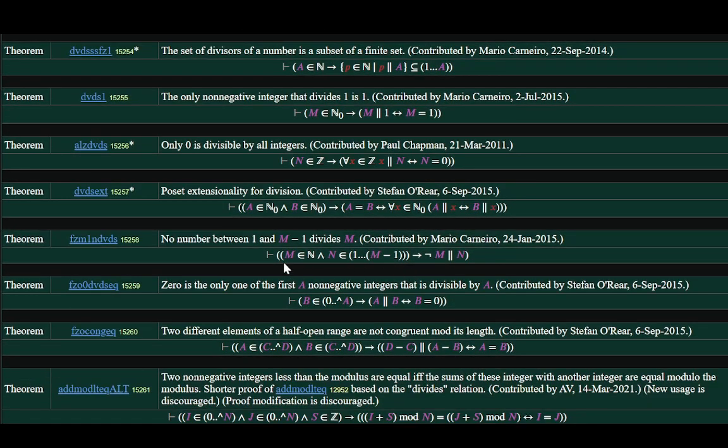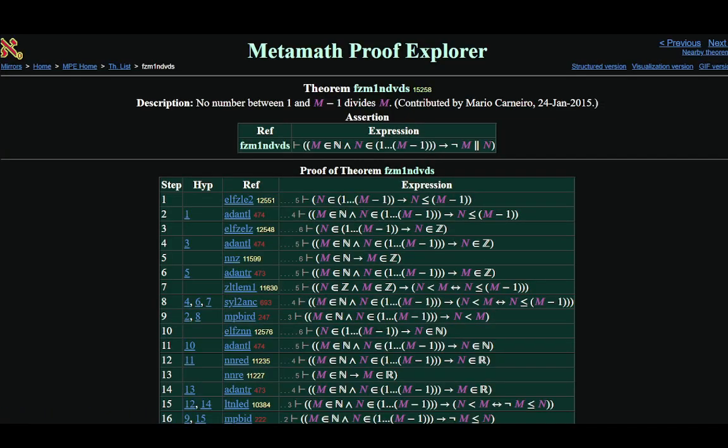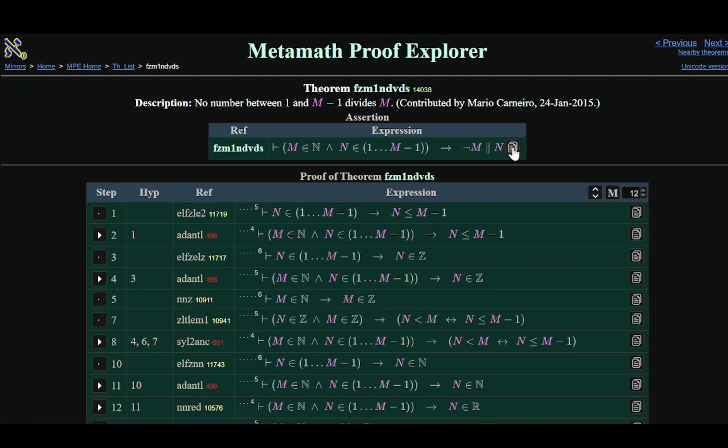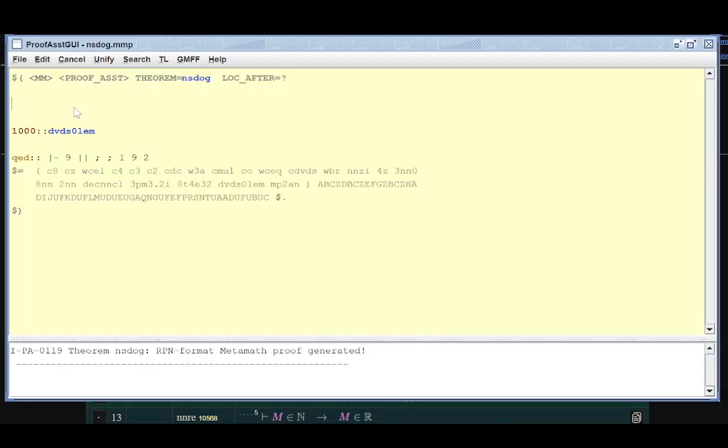Okay, no number between 1 and m minus 1 divides m. That's an odd lemma because you'd have thought that would be false. Interesting. Maybe there are conditions on m. But okay, so this is not m divides n, right? That's how they've done it in the database. So let's have a look at how they've done that.